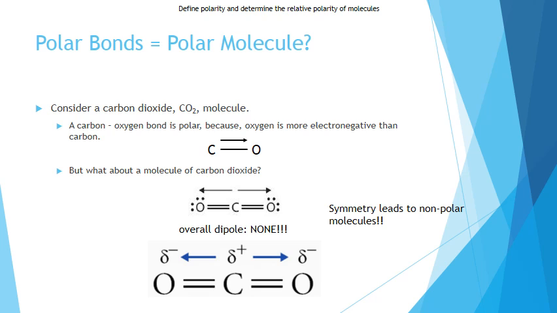So what we're seeing here is symmetry. If my molecule has perfect symmetry, where if I cut it in half, regardless of which plane or which axis I cut it on, it is the same on both sides, that's going to lead to a nonpolar molecule, because even if I have polar bonds, the electrons are going to get pulled equally in all directions, which will make it nonpolar.